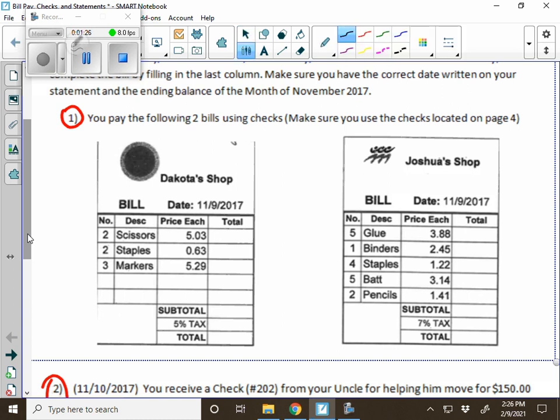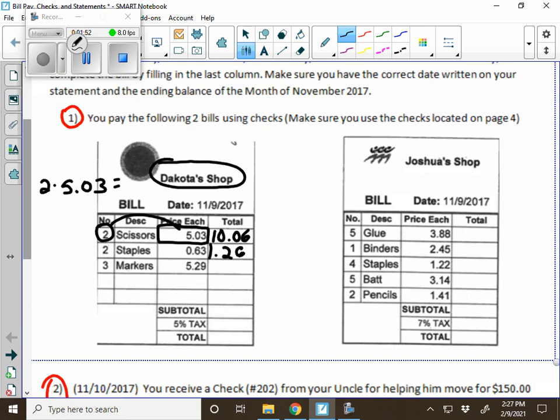So the first thing here I see is my bill pay for Dakota Shop. So I take 2 scissors at the unit price of $5.03. So 2 times $5.03 in my calculator, I'll get $10.06. Now I do that for the rest. 2 staples at 63 cents would be $1.26, and 3 markers at $5.29 would be $15.87. So now my subtotal is the addition of all 3 of these. So I add up all 3 of these numbers. Once again, a calculator exercise.